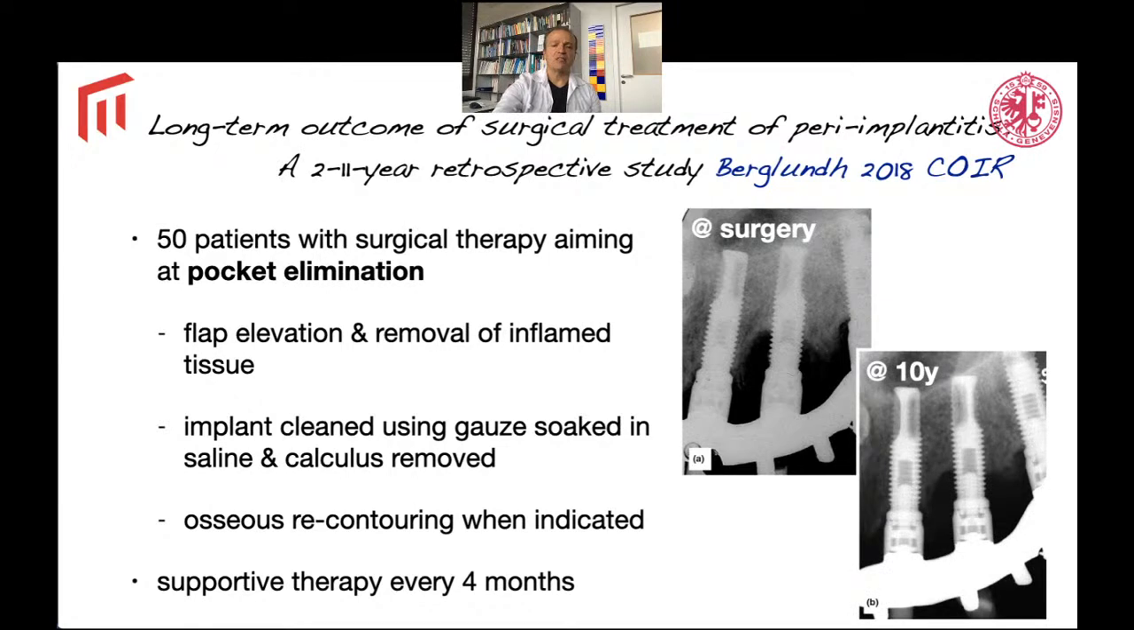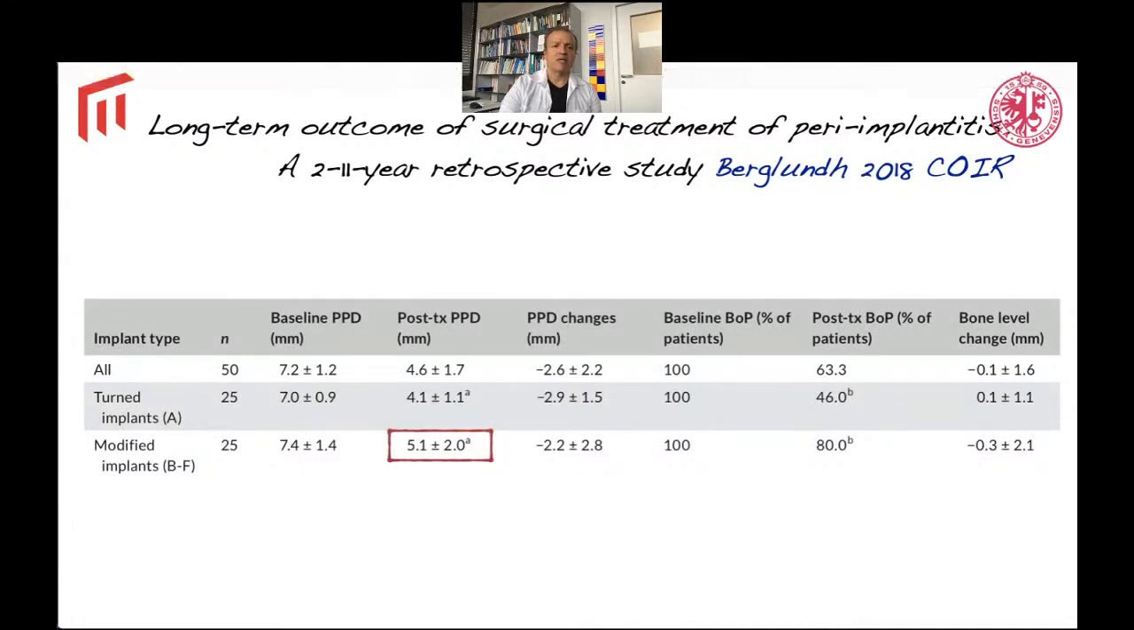You can see a very nice outcome with stable bone levels. But if we look at the table here, where we have the summary of the results, you will see that implants with a modern type of roughened surface showed on average a pocket of 5 millimeters, which is okay, but maybe not the best outcome. But the problem is that not only was the average pocket depth of those implants 5 millimeters, but the majority of the implants, or 80%, were bleeding.